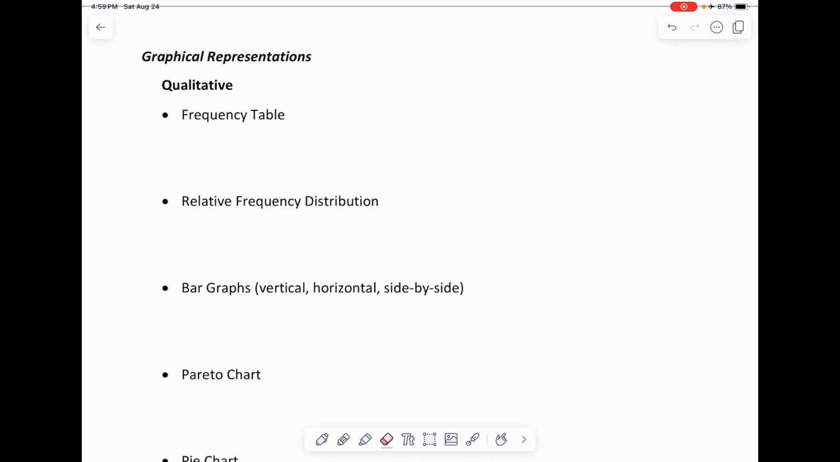This is going to determine oftentimes what type of graph or graphs are available for use. So there are certain representations that we would only use for qualitative. There are certain representations that we'd only use for quantitative. One of the things also to think about is your audience.